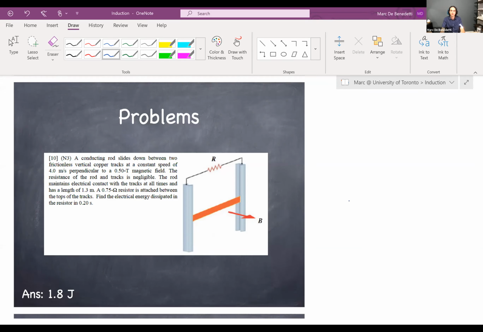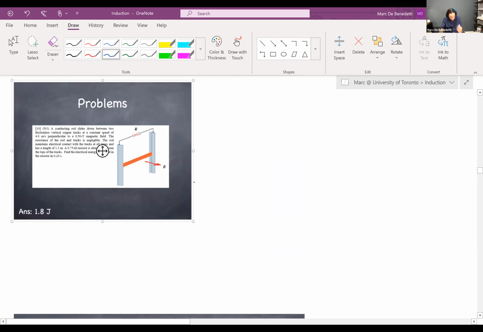Okay, so before we move on to transformers, because we finished with generators yesterday, let's go back and do a little bit of a refresher from yesterday. So we'll do one of the problems that we skipped yesterday, to sort of allow our brains to wake up a little bit. Okay, so here's a question. A conducting rod, oh, it's still highlighted, there we go.